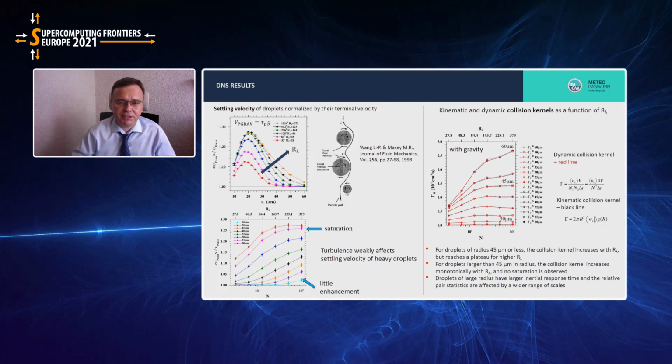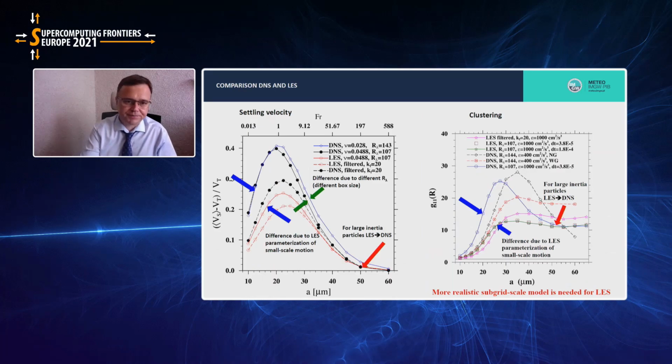And the same situation holds for the collision kernel. The plot on the right shows the collision kernel as a function of Reynolds number or mesh resolution. You see that once the mesh resolution increases, this parameter increases. That's because we are able to simulate larger eddies. The smaller eddies are limited by the grid spacing, but the larger eddies are limited by the domain size. So for droplets 45 micrometers in radius, there is no need to perform simulation at larger meshes, but it's needed for heavier droplets.